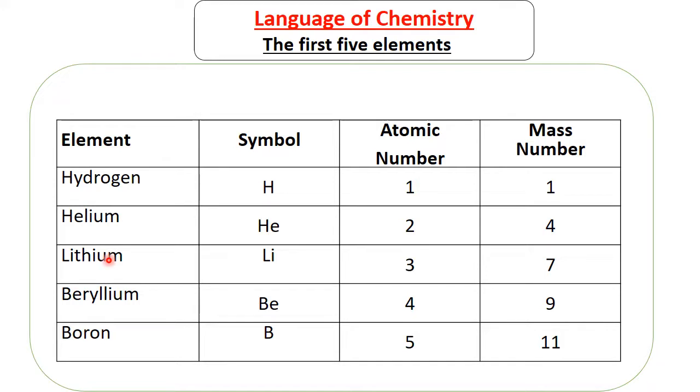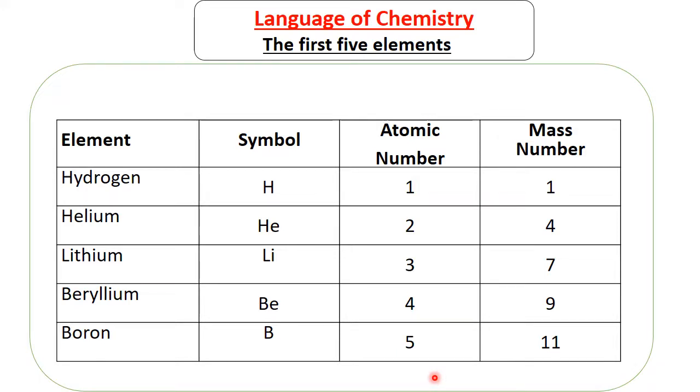Then we've got lithium. Lithium symbol Li, atomic number 3, mass number 7. Beryllium has the symbol Be, atomic number 4, mass number 9. Boron, B, atomic number 5 and mass number 11.